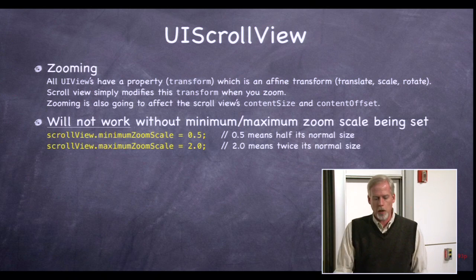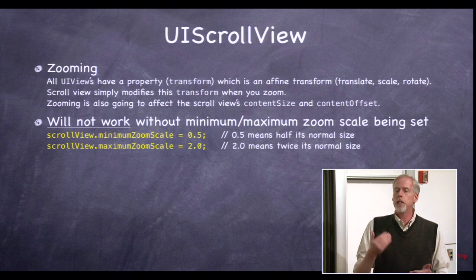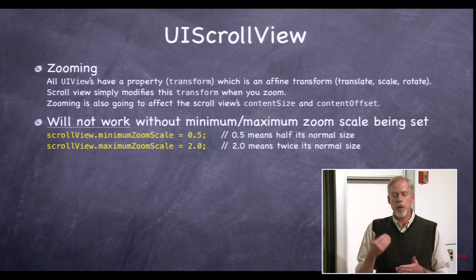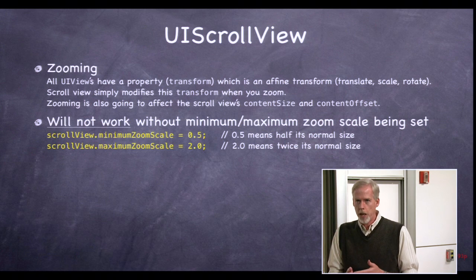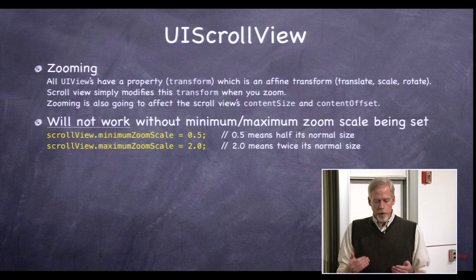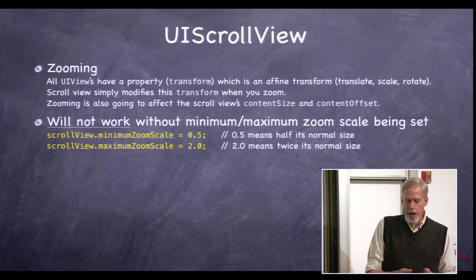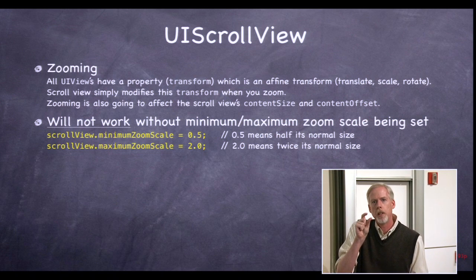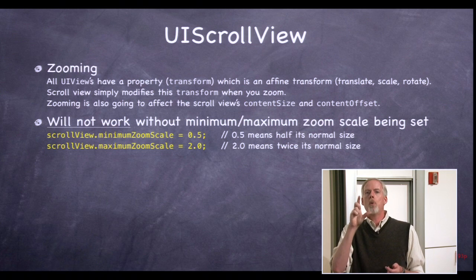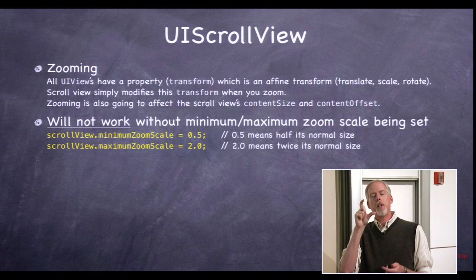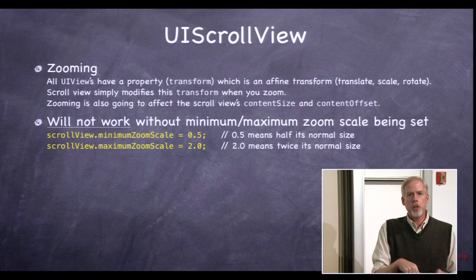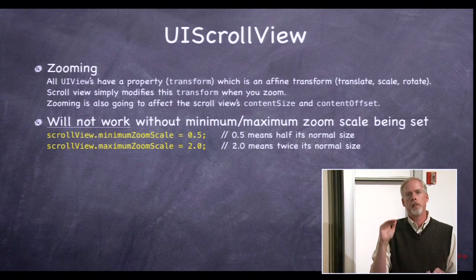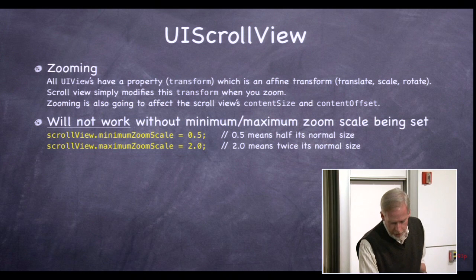Now, how do you make zooming work? There's some things that if you don't do, it's just not going to work. It's not going to zoom at all. One thing you have to do is set the minimum and maximum zoom scale. So setting the min zoom scale to 0.5 means that you won't allow it to zoom smaller than half its normal size. And then setting the max to 2 means you won't be allowed to zoom up more than twice its normal size. The default for these two is 1, which means no zooming. So you must set that.